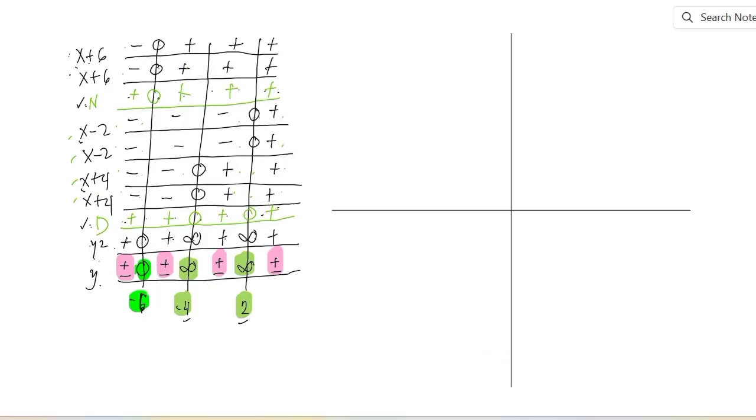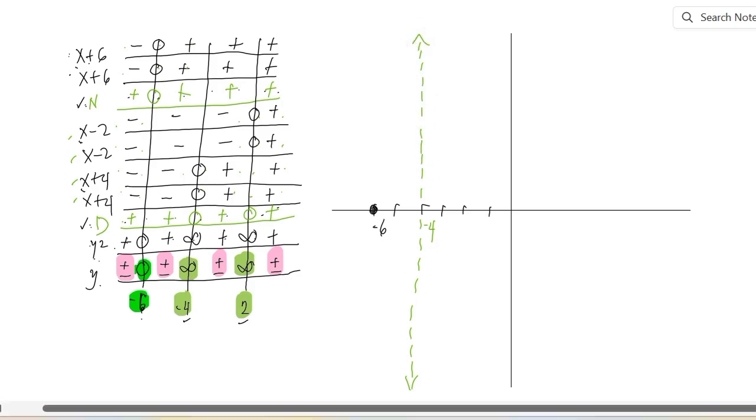Now it is time for us to sketch the graph. So we have the x-intercept at x is equal to negative 6. So 1, 2, 3, 4, 5, 6. So that's negative 6. So we have the x-intercept here. We have the vertical asymptote at x is equal to negative 4. So the vertical asymptote here has the equation of x is equal to negative 4. Another vertical asymptote at x is equal to positive 2.